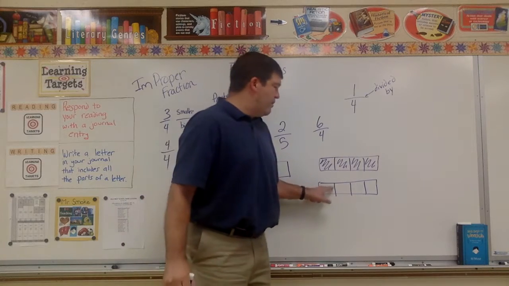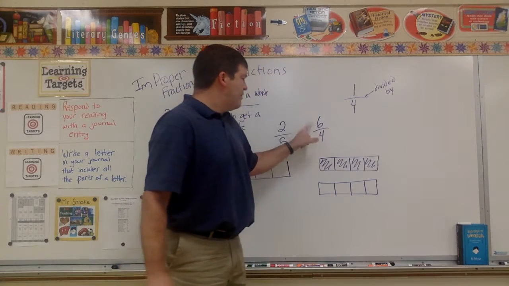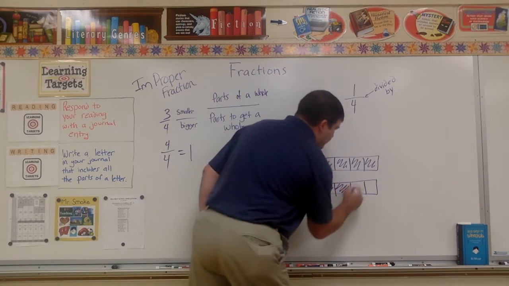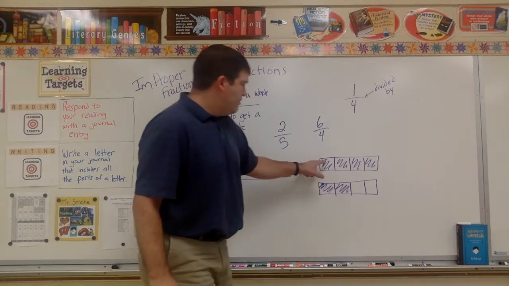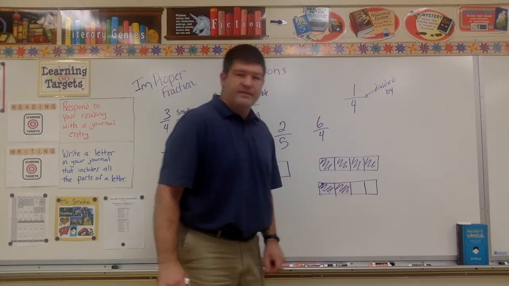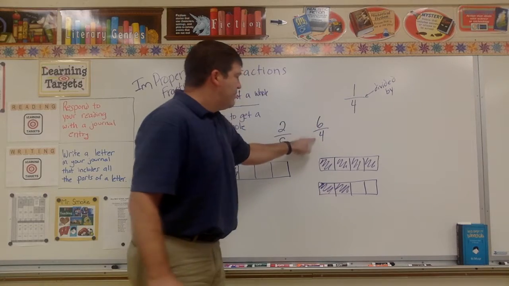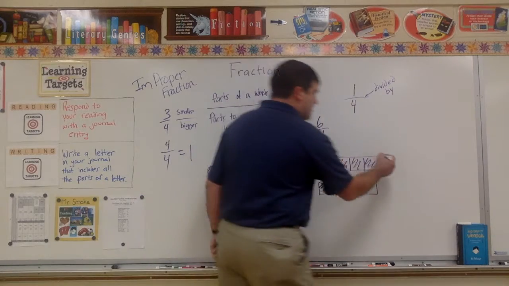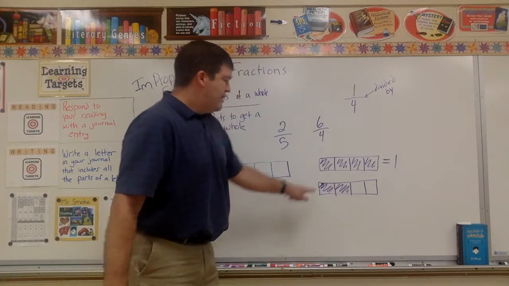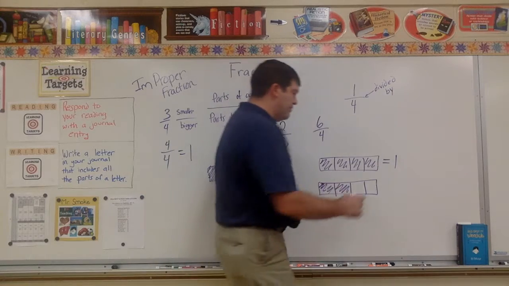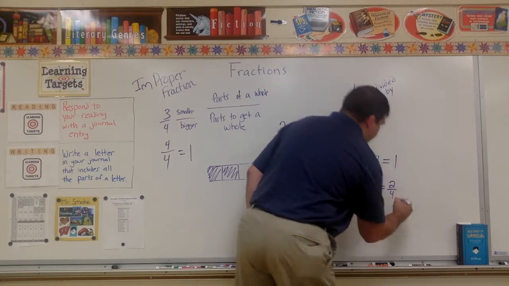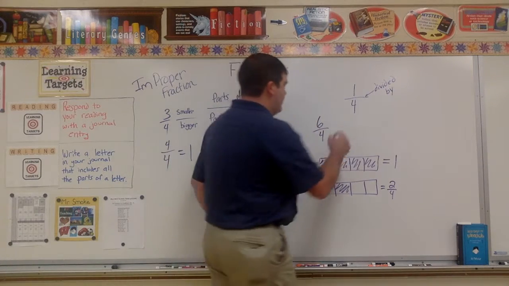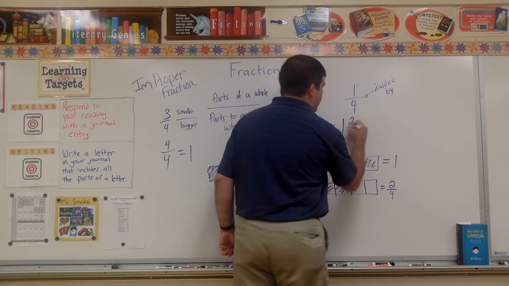Okay, so there's 4. So now I've got 1, 2, 3, 4, but I need 6. 5, 6. So 1, 2, 3, 4, 5, 6. So now I have my 6 represented, but it only takes 4 to get a whole. So there's 4 for a whole, 4 for a whole. So this equals 1. This equals 2 fourths. Okay? So another way to represent this number would be 1 whole and 2 fourths.